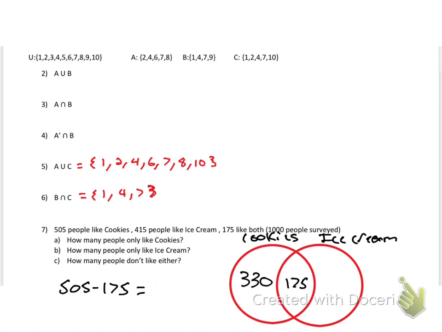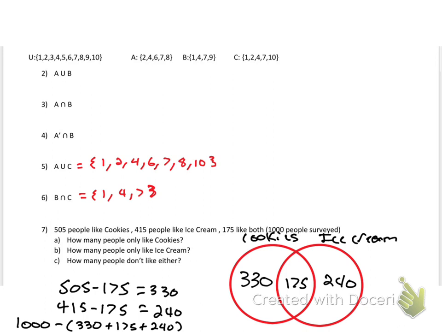Then I got 415 people like ice cream. I subtract 175 who likes both. That gives me 240 like ice cream only. And then there's 1,000 people surveyed. So if I add up 330, 175, and 240 and subtract that from 1,000, that leaves me with 255 people who did not like either. 255 people who did not like either.